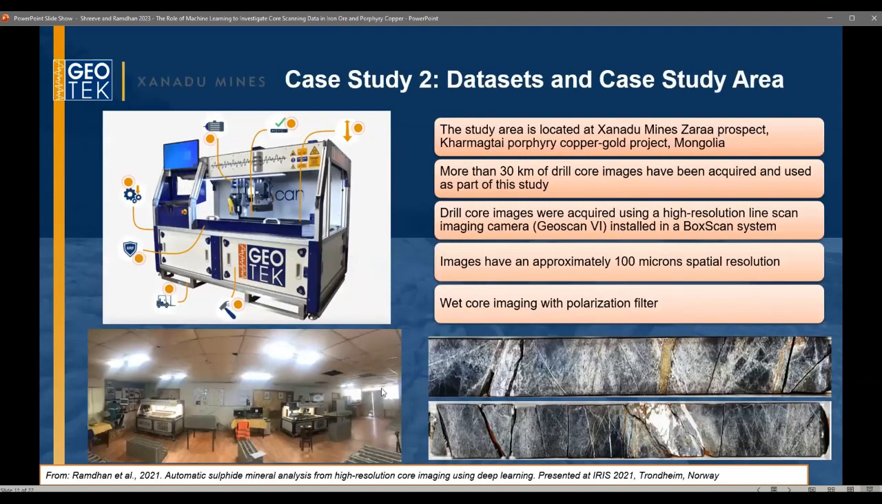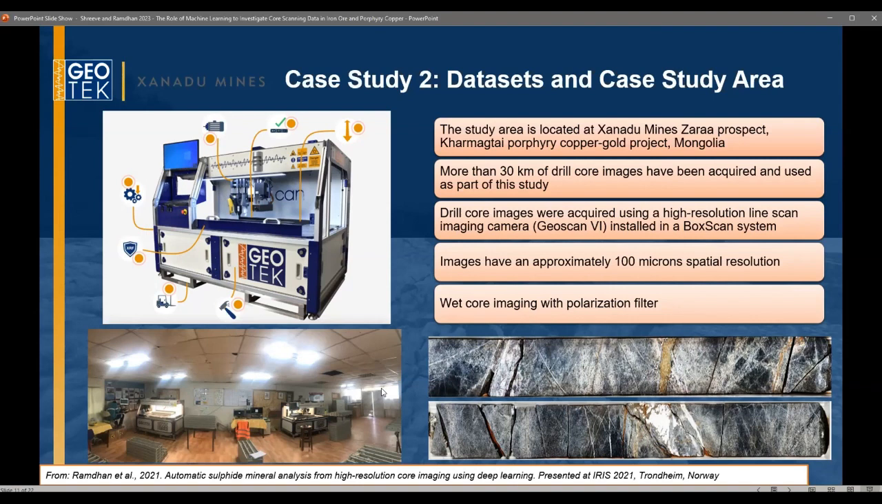The second way is using a more supervised approach. Again, we're using box scan. This is with thanks to Xanadu Mines, and this was presented by my colleague Reza Ramdan at IRIS in 2021. And we've taken about 30 kilometers worth of drill core images. And what we're trying to do here is to segment sulfide from the images themselves. And not only that, but go a little bit further and say, well, is it veined or disseminated sulfide? And can we produce images and make predictions based on what we have?